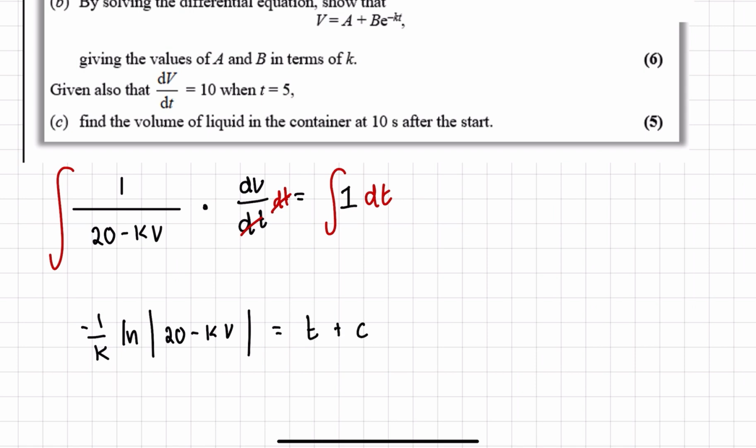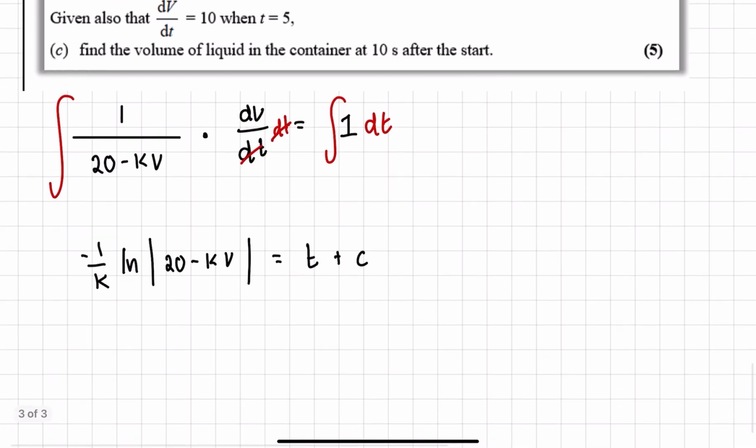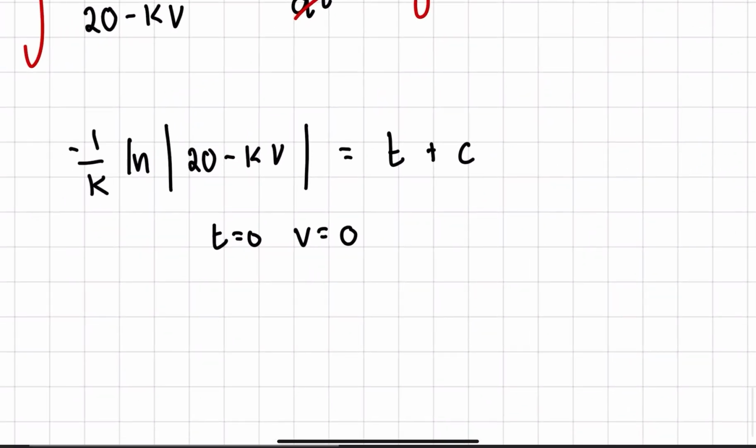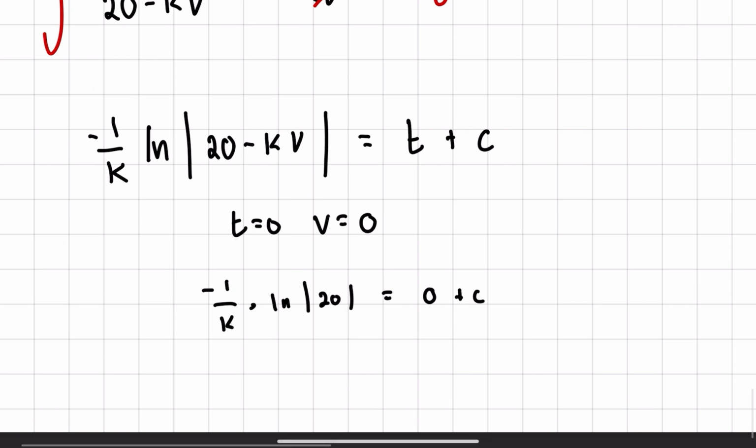Okay. So we are told in the question that initially the container is empty. So when time is 0, volume is 0. That means we get the following equation: minus 1 over k multiplied by natural log 20 equals 0 plus c. So c equals minus 1 over k times natural log 20. Okay, fantastic. I don't have to put modulus, it's 20.